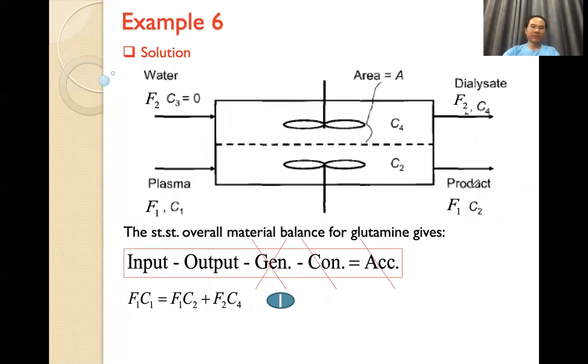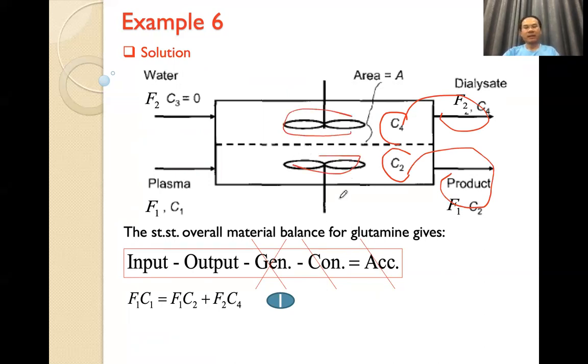Okay, in the model, we have the plasma. F1 is the flow of plasma. C1 is the concentration of glutamine in plasma. C2 is the concentration of glutamine in the outlet of plasma. And C3 is the concentration of glutamine in the feed water, which is zero. For this case, we feed pure water. C4 is the dialysate concentration. For well mixed, C4 is equal to the output concentration. C2 is also the output concentration. This is based on the well mix because we have a mixer impeller inside.